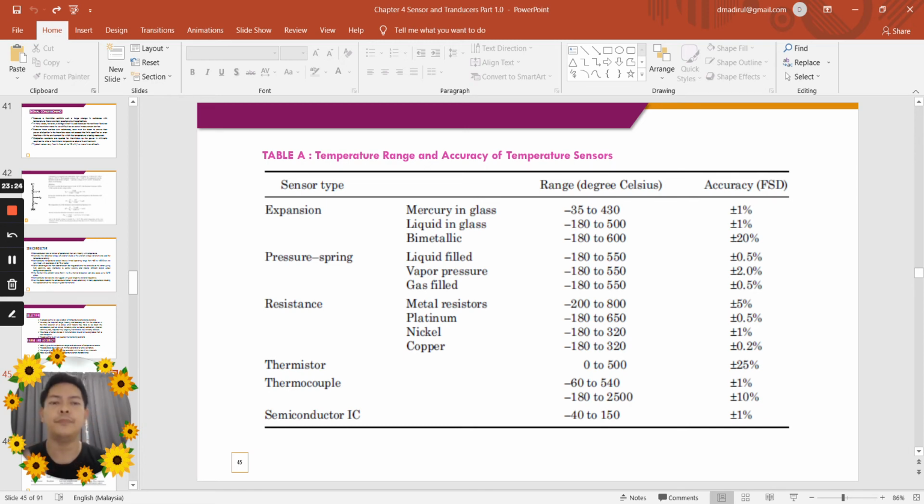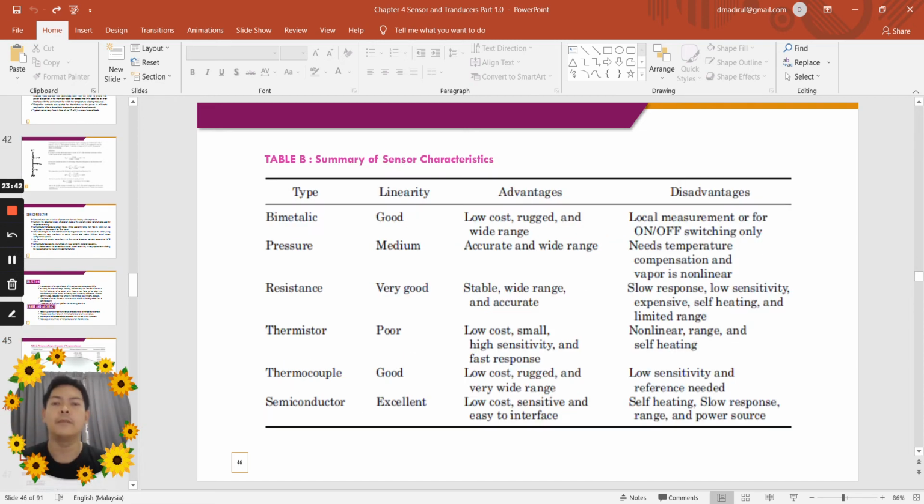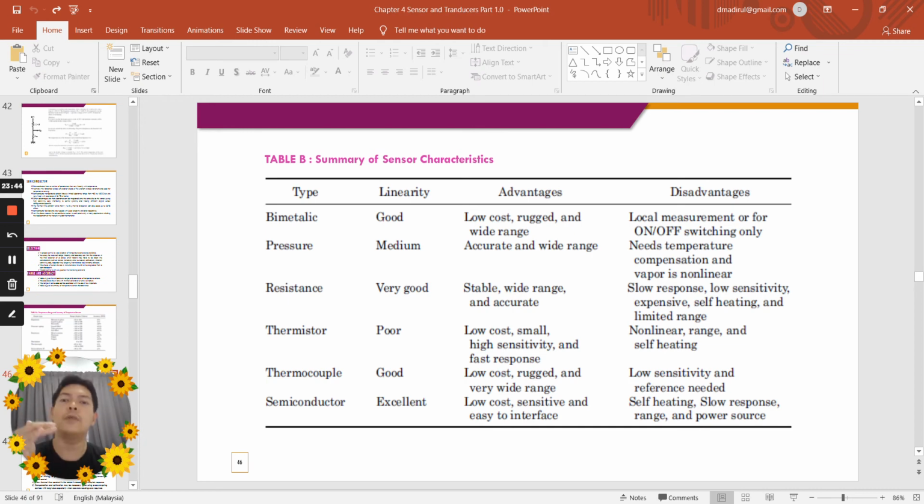You can see here there are a lot of temperature sensors such as expansion, pressure spring, resistance, thermistor, thermocouple, and also a semiconductor IC. You can see also the temperature range and their accuracy. Compare between each type of sensor in this table. Whereas table B shows you the summary of the sensor characteristics itself. You can see the advantages and disadvantages of each sensor so that you can make a comparison which sensor you want to choose for a certain type of application.